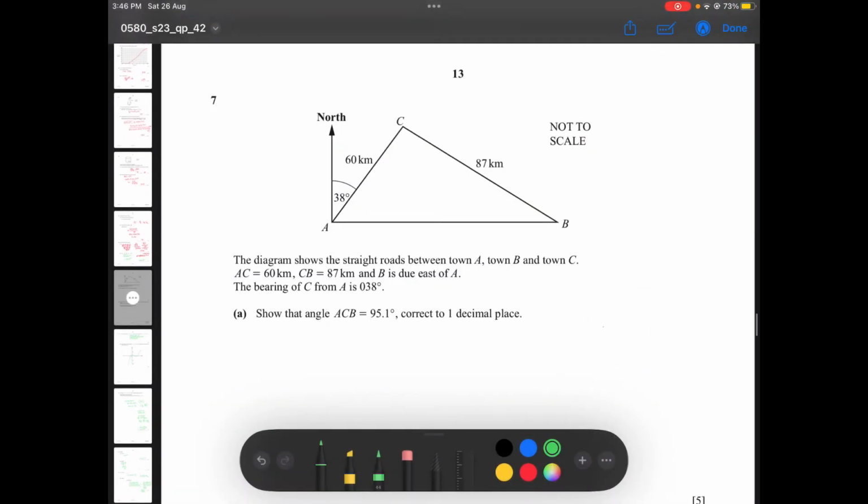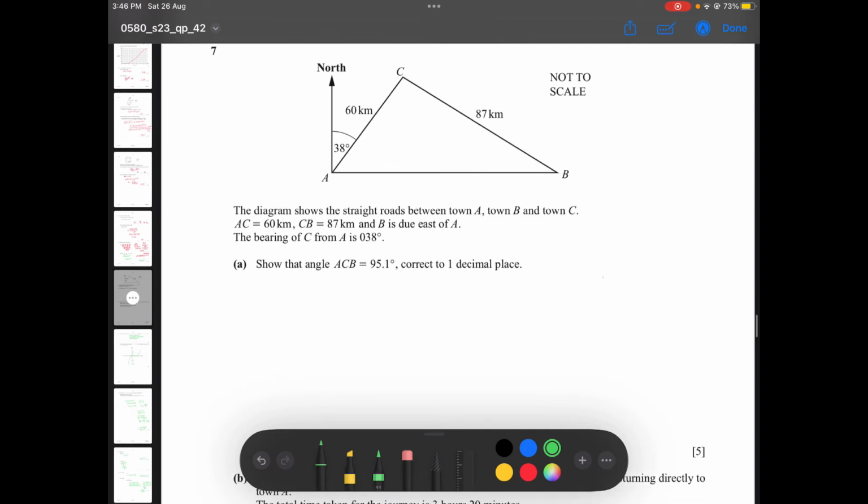Alright guys, now it's question number 7. The first part of this question says show that angle ACB is 95.1 degrees, correct to 1 decimal place. Now angle ACB is this one. This we cannot find directly using either the cosine rule or sine rule, since we don't have any of these angles, neither do we have this side. So to find this we have to use more than one step. First of all we do 90 minus 38, which equals 52 for this one. I have based this on the information that B is due east of A.